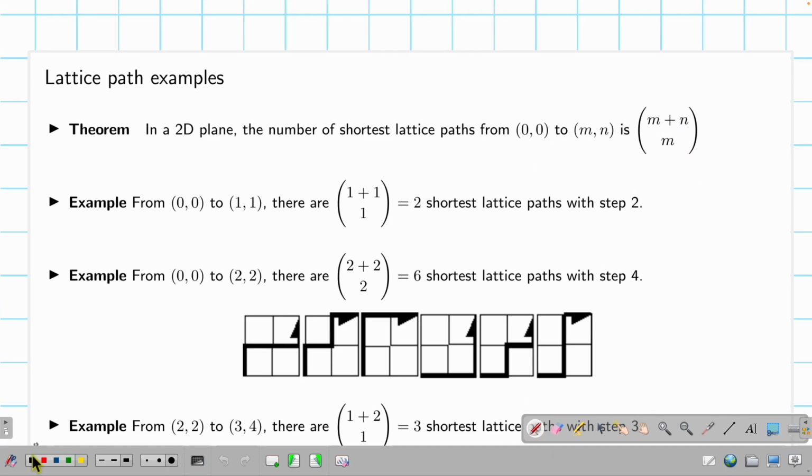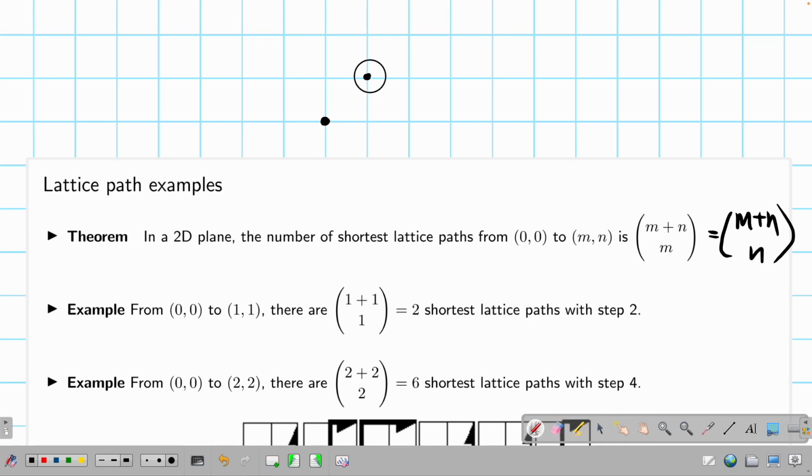In general, the number of shortest lattice paths from 0,0 to m,n is m plus n choose m. How do you prove this thing? Induction. You can prove this by mathematical induction. Mathematical induction is not the focus here, so I'm not going to talk about it. With this theorem in mind, this is also true because of symmetry in the binomial coefficients.